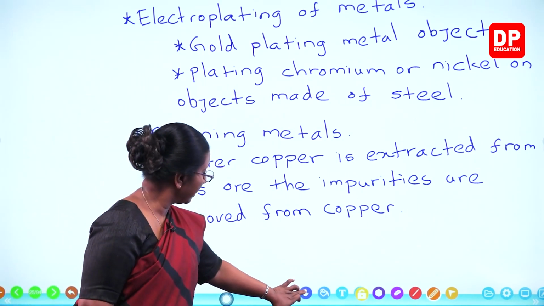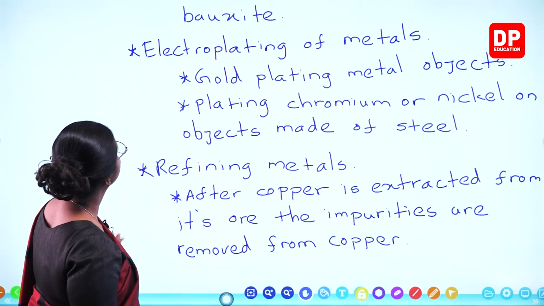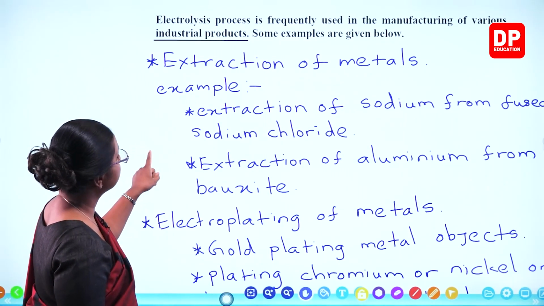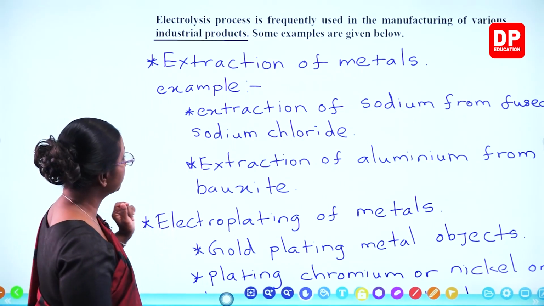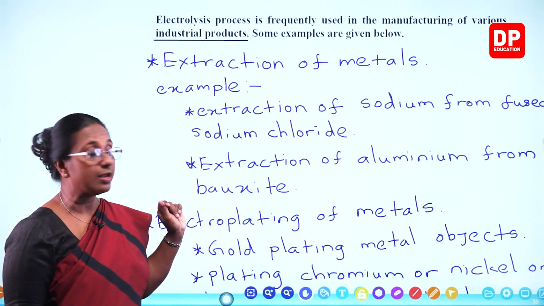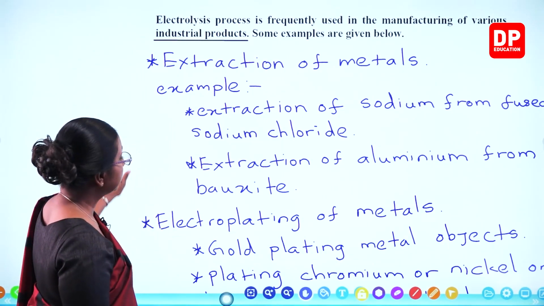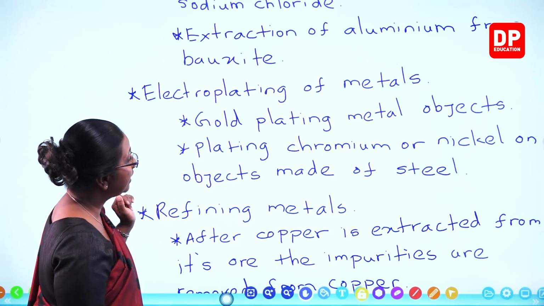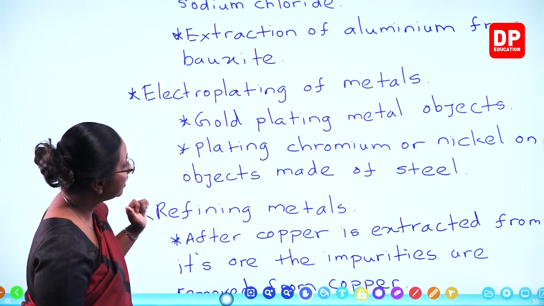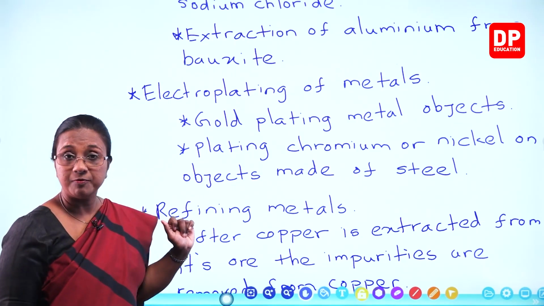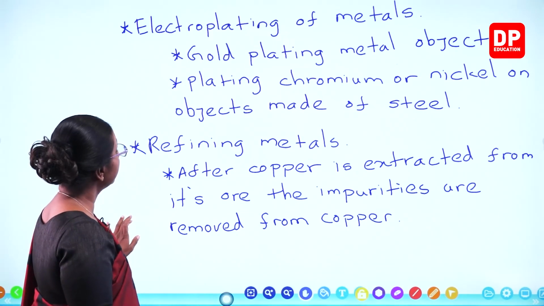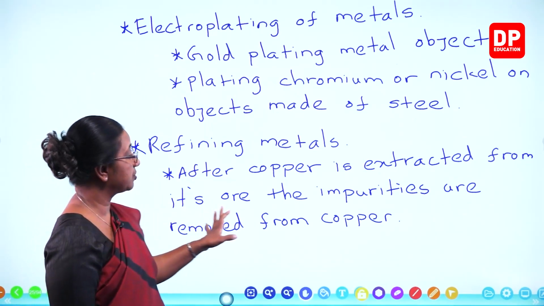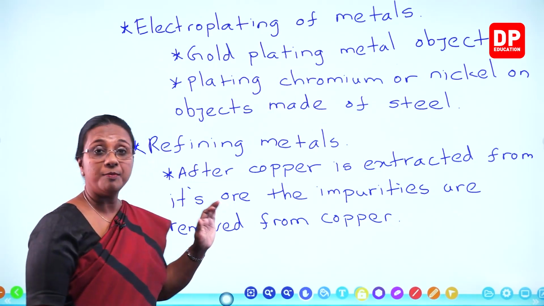So here we have looked at 3 applications. One is extraction of metals, example extraction of sodium from fused sodium chloride, extraction of aluminium from bauxite. Then there is electroplating of metals. There are gold plating metal objects and plating chromium or nickel on objects made of steel, and also refining of metals. Refining metals, after copper is extracted from its ore, the impurities are removed from copper.